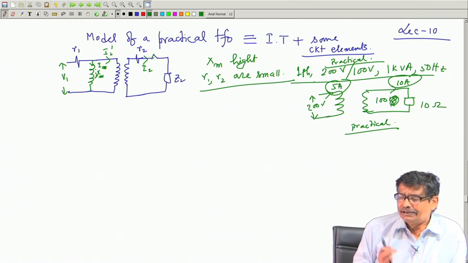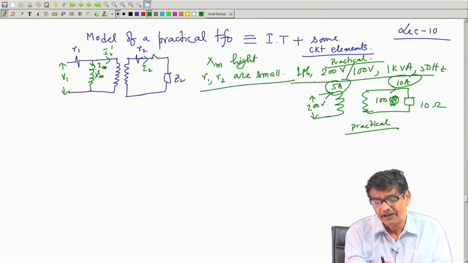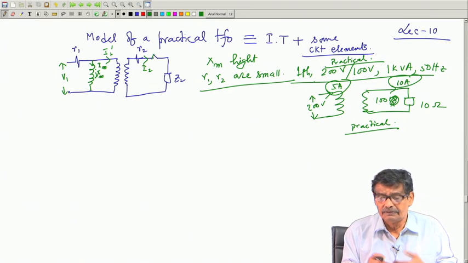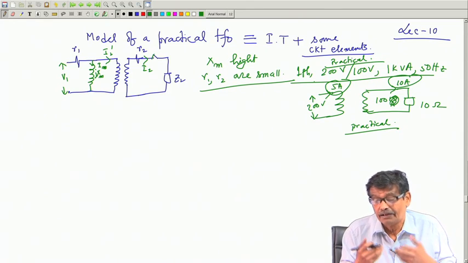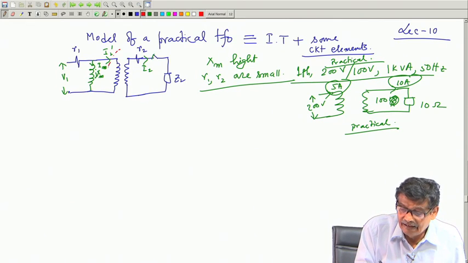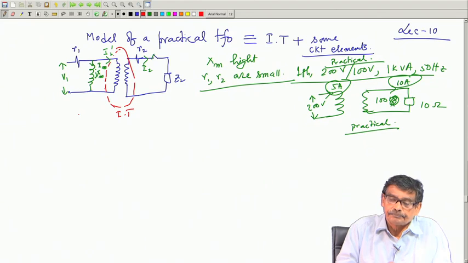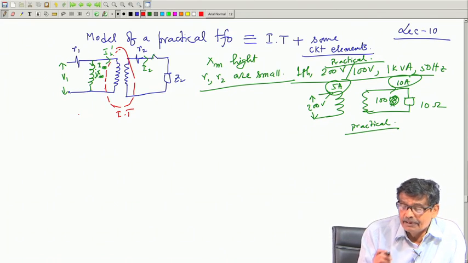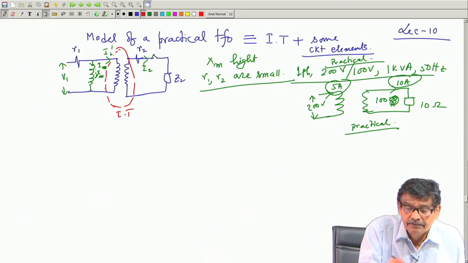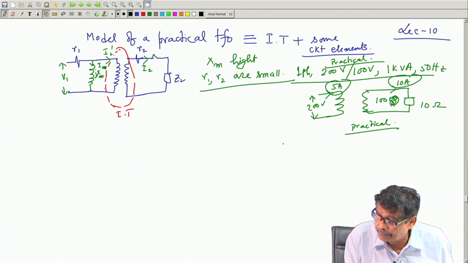Still, let us now see whether those parameter values can be taken into account, and if so, how. To do this, as I told you, this portion is the ideal transformer, and we go on adding parameters. Next, I have assumed in the transformer that all the fluxes are leakage flux. For example, consider the core of the transformer.